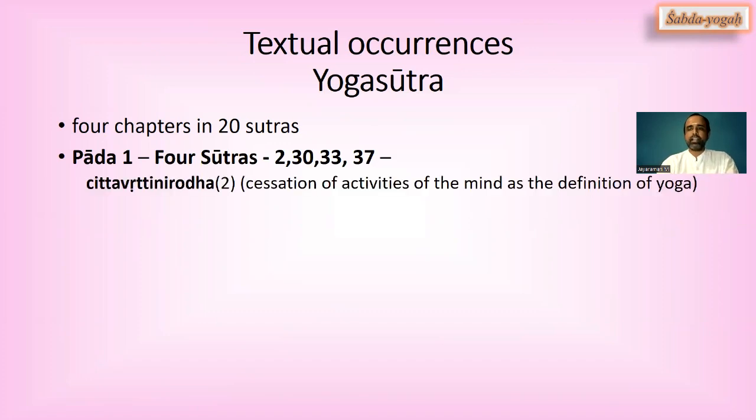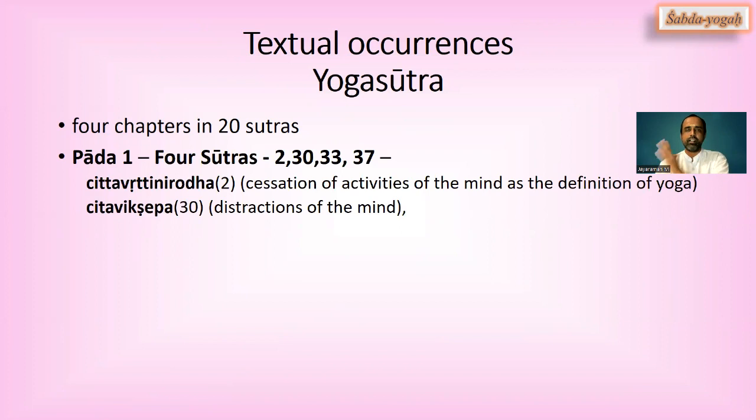In the first pada, we have four occurrences of the term. We see yogaś citta-vṛtti-nirodhaḥ. The definition of yoga itself is based on citta-vṛtti-nirodha. And then we find citta-vikṣepas, the nine citta-vikṣepas, or the distractions of the mind.